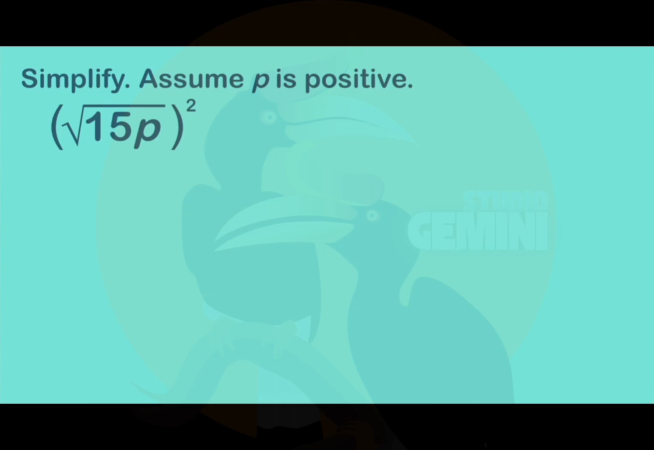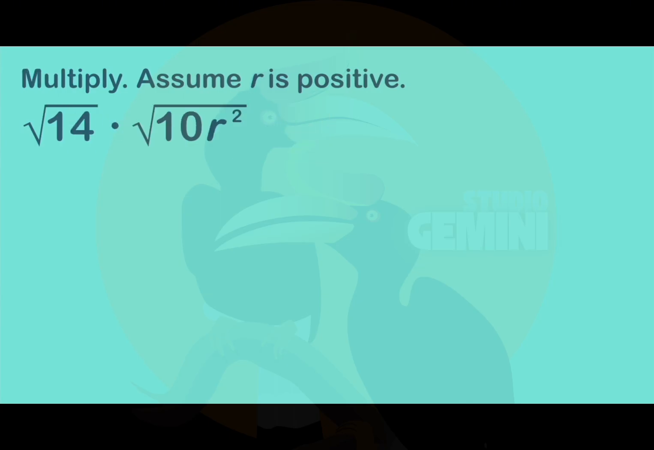In this problem, we want to simplify the square root of 15p squared. Squaring and taking the square root are inverse operations that undo each other, so the two operations cancel each other out. Therefore, the square root of 15p squared is just 15p. It's important to assume the variable p is positive, since if p is negative, the square root of 15p is not a real number.